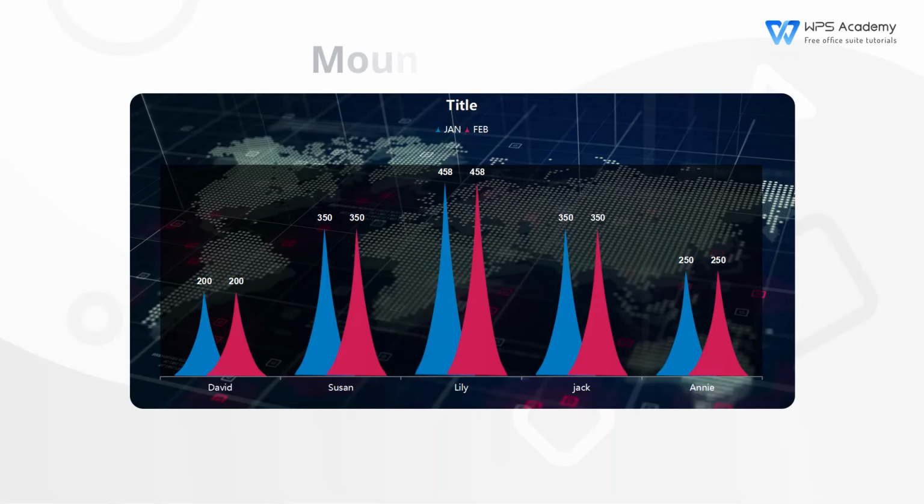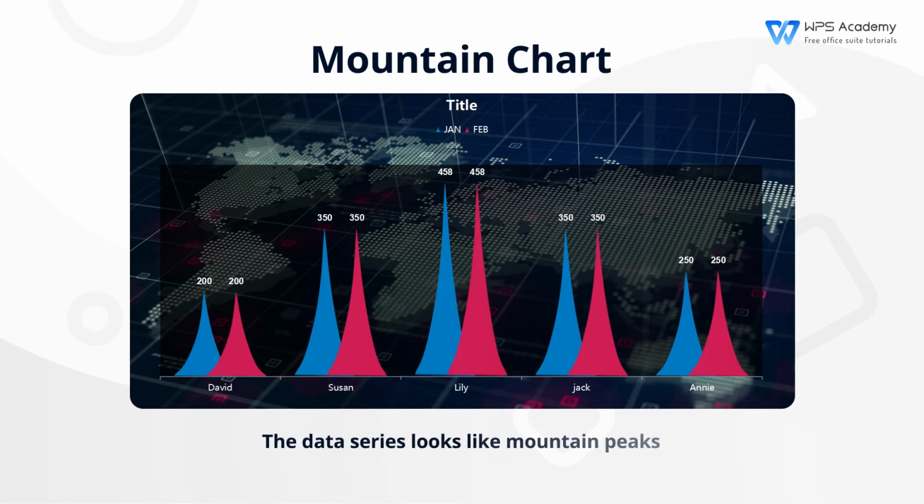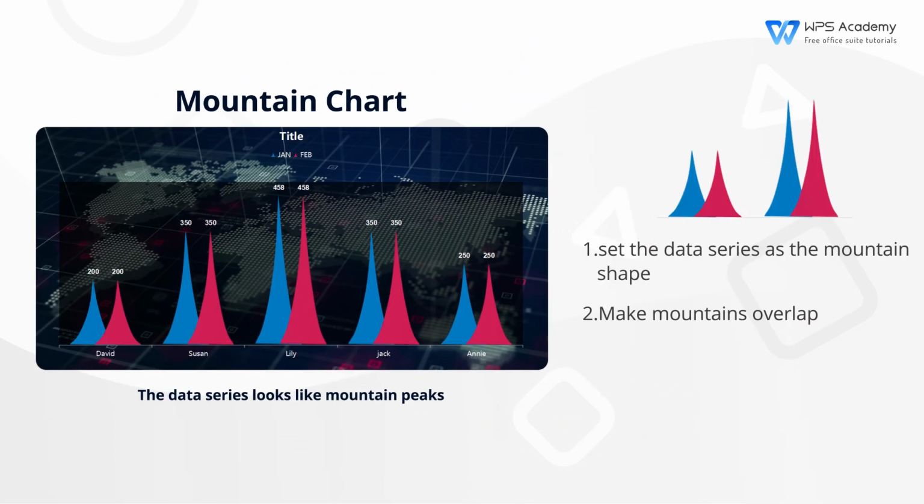Okay, let's move to the third case, mountain chart. The Normcore mountain chart has become the trend these years. There are mainly 2 things to achieve a mountain chart. 1. Set the data series as the mountain shape. 2. Make mountains overlap. These 2 things are taught in previous lessons.